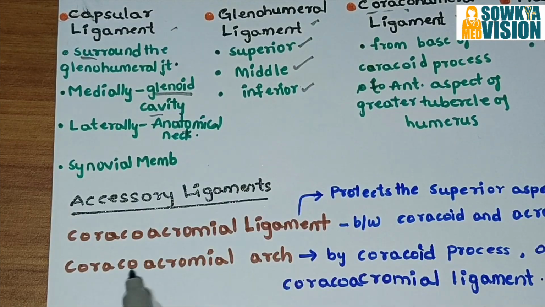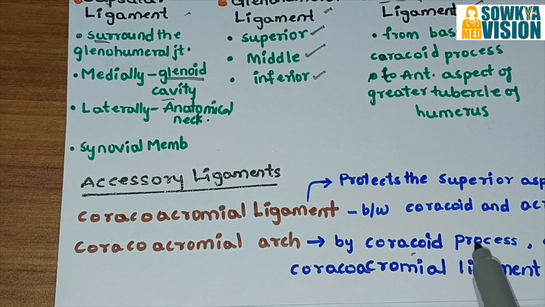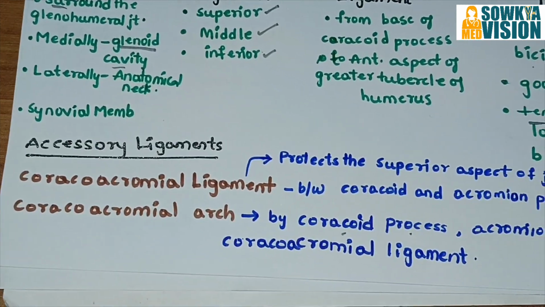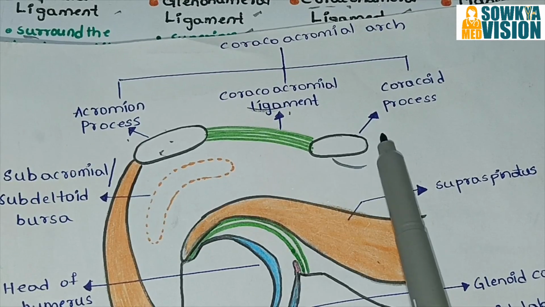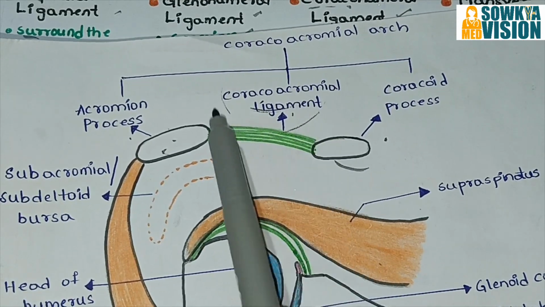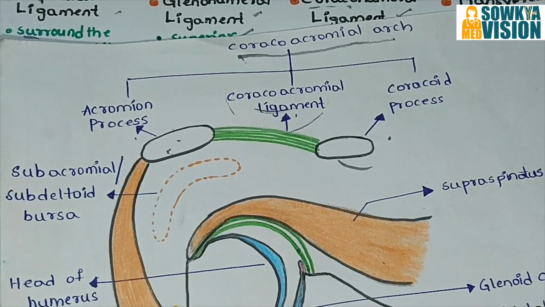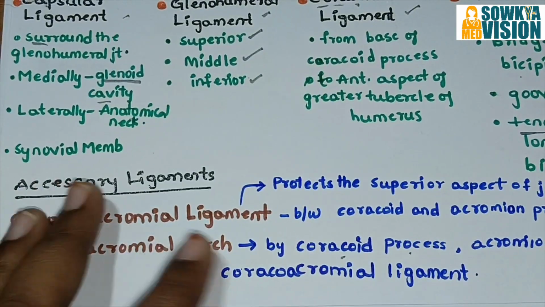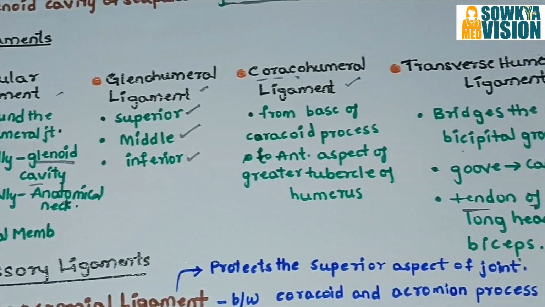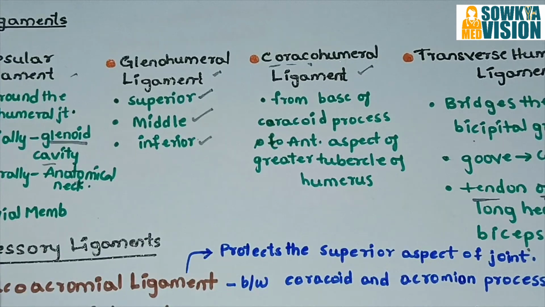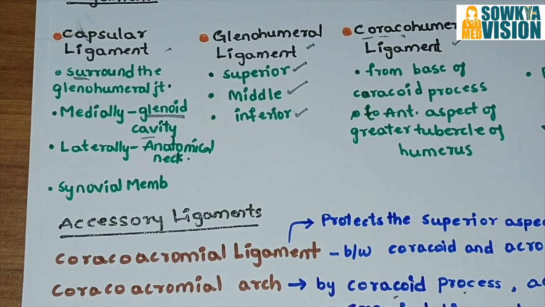Yes. Now, the coracoacromial arch. This arch is formed by the coracoid process, acromion process, and coracoacromial ligament. See, this is the acromion process, coracoid process, and coracoacromial ligament. All these three together are known as the coracoacromial arch. Yes, what are the ligaments? There are four major ligaments: capsular ligament, glenohumeral ligament, coracohumeral ligament, transverse humeral ligament, and two accessory ligaments, the coracoacromial ligament and coracoacromial arch.